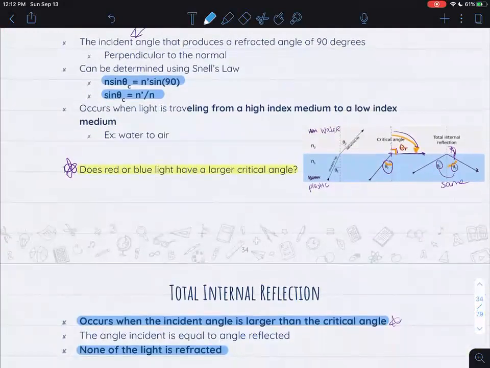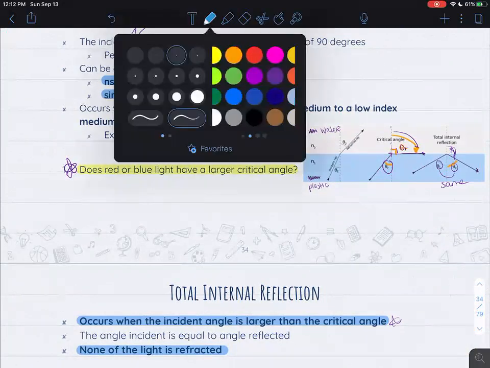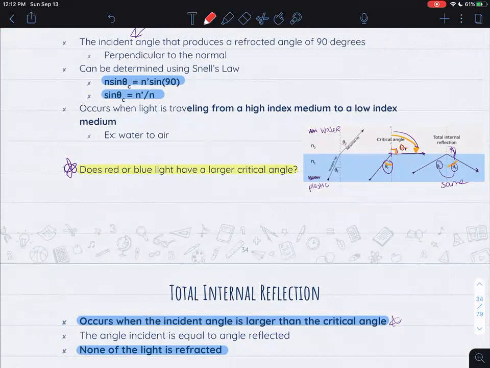Okay, so this one is about the question that we were talking about, which we kind of talked about during the review, but I'm just going to draw it out for you guys. And you guys can also plug in your own numbers if you wish to prove this, to do a proof. But basically, does red or blue light have a larger critical angle? So what we're talking about is the critical angle is the incident angle going from an index of high refraction to a low index of refraction. And that angle produces an emergent angle of 90 degrees, okay? So perpendicular to the normal.